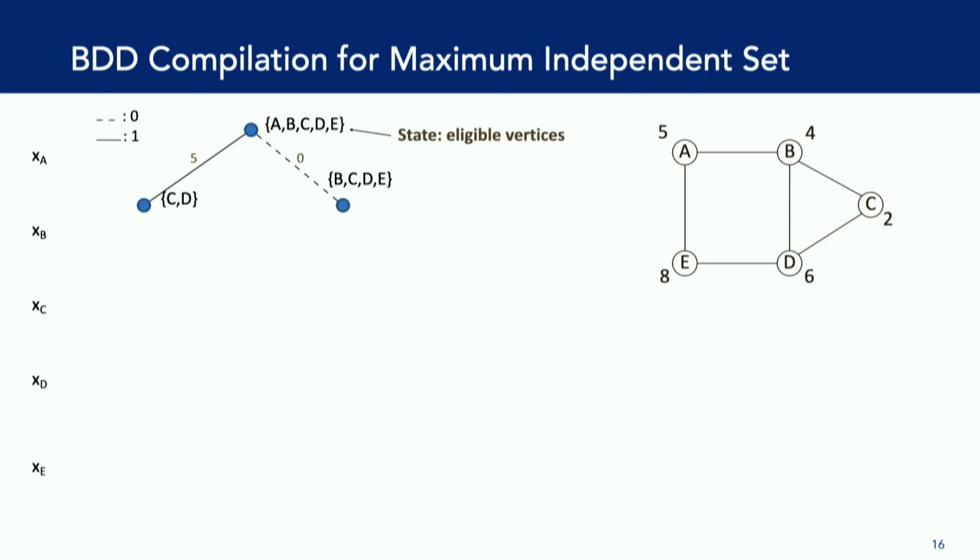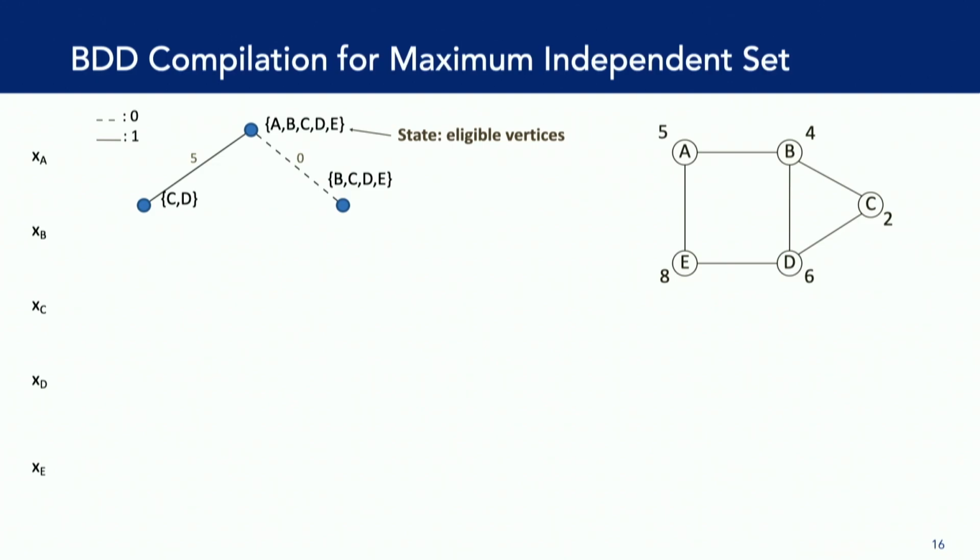For example, if I choose to include vertex A, I can no longer include it in my remaining graph because I already selected it, but also none of its neighbors can be included. I need to find an independent set. So if I pick A, I cannot pick B or E. You agree with me? So if I take the 1 arc and I go from the root to the node on the left, the remaining vertices I can still take are C and D.